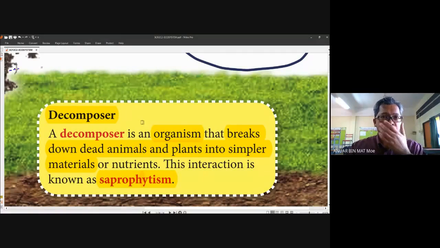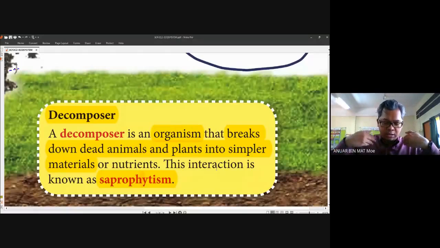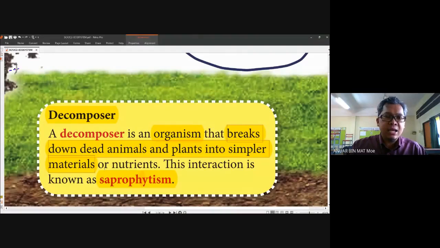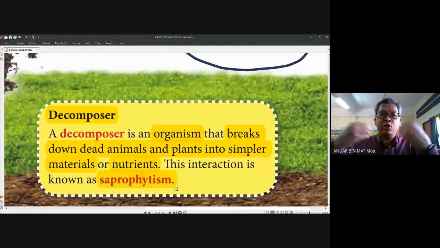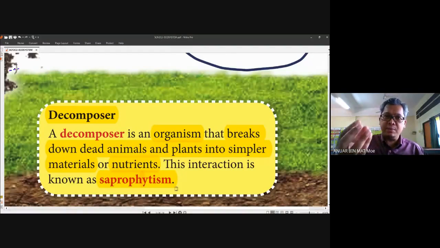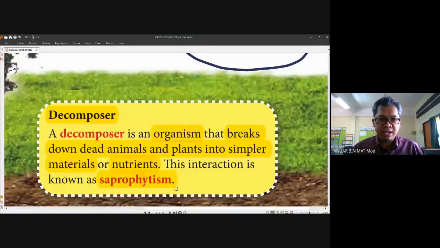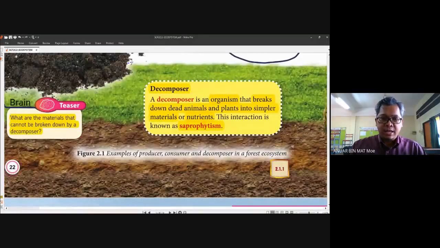You just remember, it will break down the meat, it will break down the entire body of the animal and plant into simpler material or nutrient to be absorbed back to where? After an animal dies, it will be decomposed, and then after being decomposed, it will be absorbed back by the soil, maybe as a nutrient to the plant again. So this interaction we call saprophytism. Any question here?